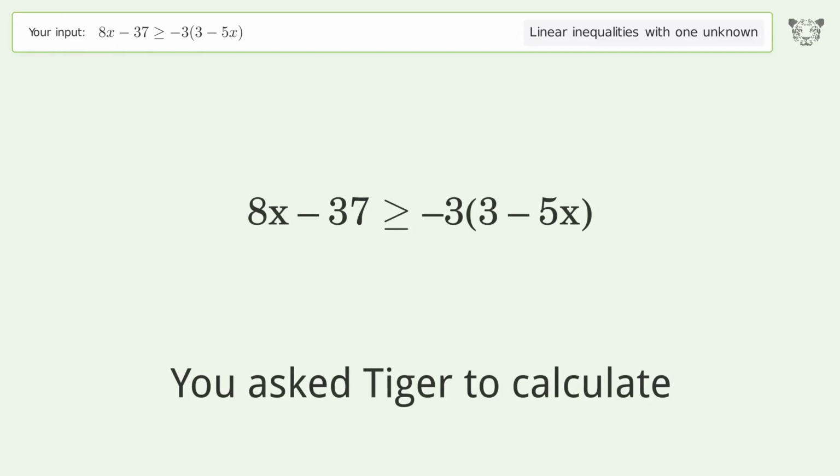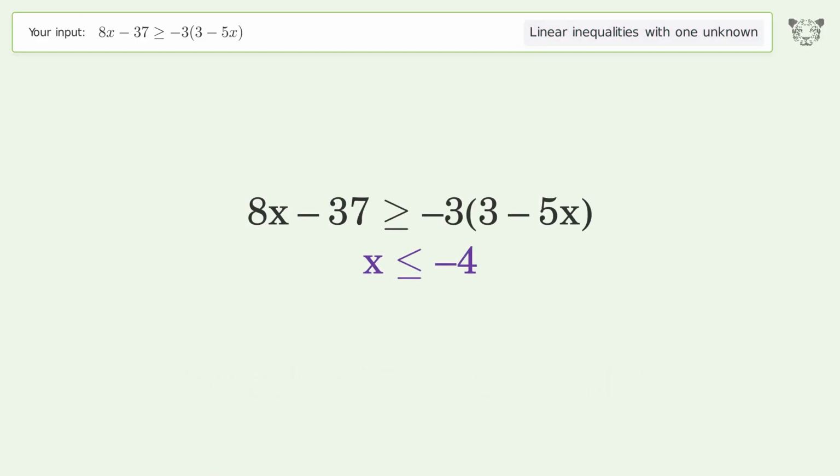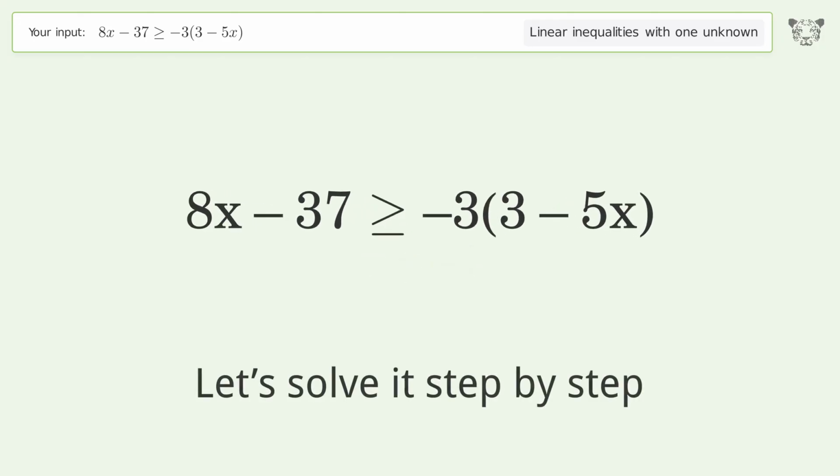You ask Tiger to calculate. This deals with linear inequalities with one unknown. The final result is x equal or smaller than -4. Let's solve it step by step.